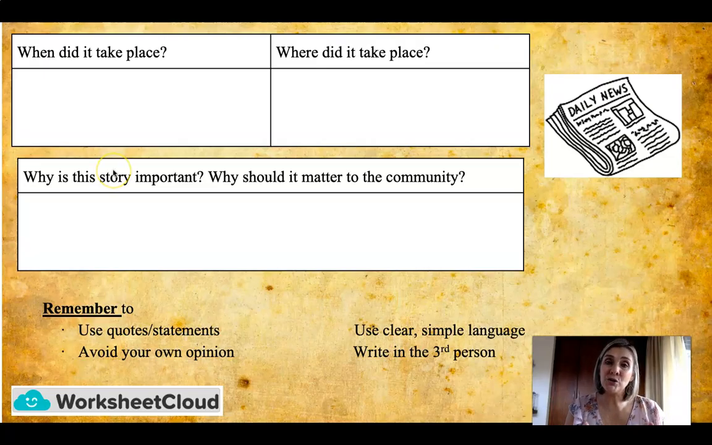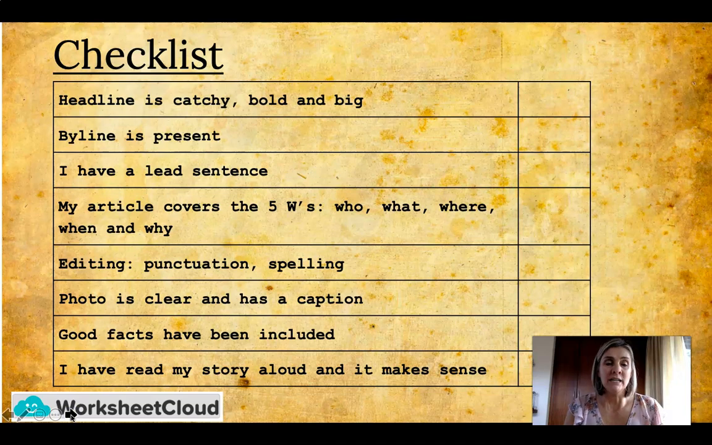And then obviously avoid your own opinion. Remember articles, that's why we did fact and opinion in the beginning. A newspaper article must be about facts that can be proven. And then don't write in the first person, so don't write I, write in the third person, and then use clear, simple language. So here's your checklist.